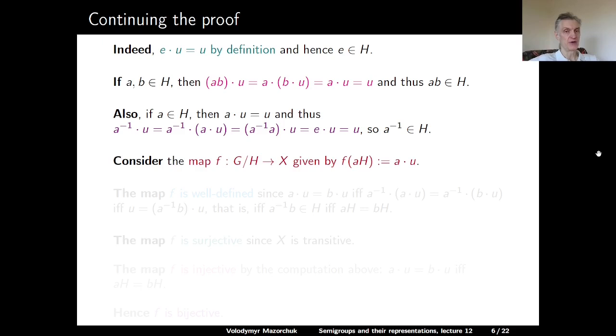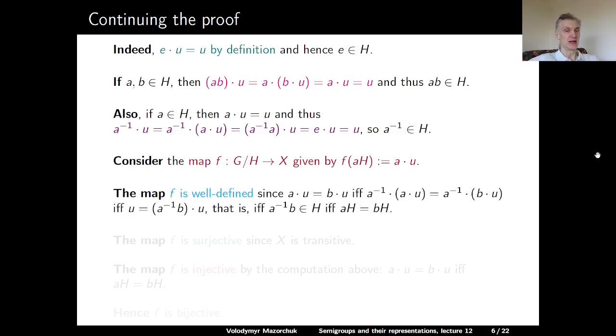Now we can consider the map F from G modulo H to X, which is defined on a coset AH in the following way: F applied to AH is equal to A acted upon U. So the map F is well defined because A acted on U is equal to B acted on U if and only if applying A inverse to A applied to U is equal to A inverse applied to B applied to U, if and only if U is equal to A inverse B U, and this means that A inverse B belongs to H. And A inverse B belongs to H if and only if AH is equal to BH. So this shows that our map is well defined.